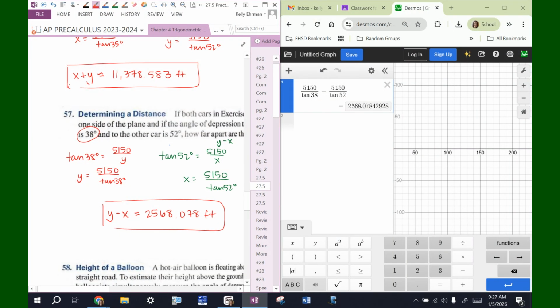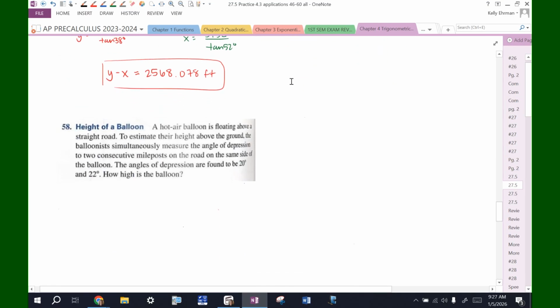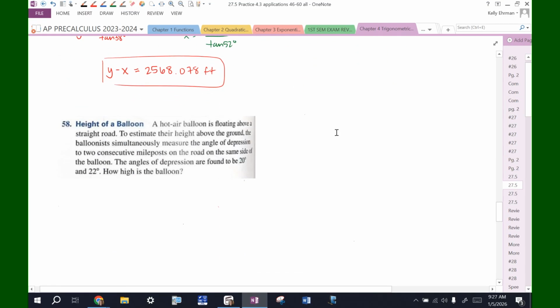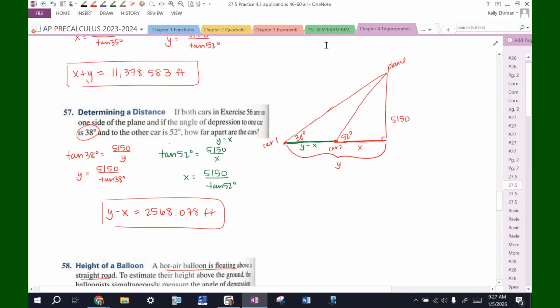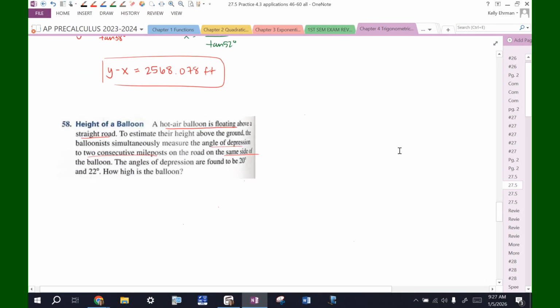All right. Let's see what the next problem says. A hot air balloon is floating above a straight road, much like our plane before. To estimate their height above the ground, the balloonists simultaneously measure the angle of depression to two consecutive mileposts on the road on the same side of the balloon. So that is a picture like this. So let's draw that triangle and then we'll put some labels into it.